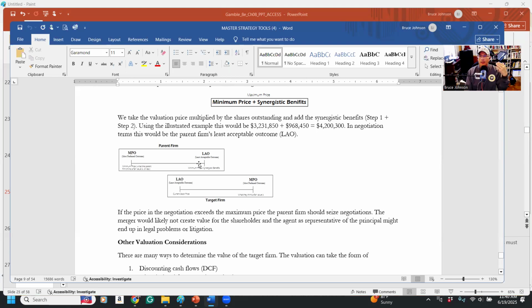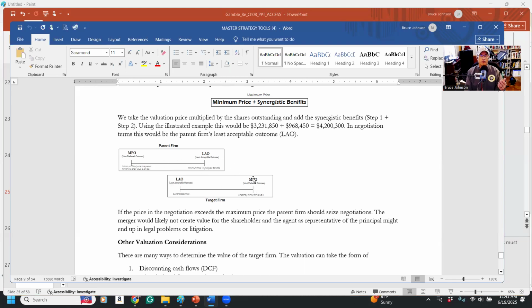As Ford, that's our least acceptable outcome. Our most preferred outcome might be getting it for $10, or whatever they think is the absolute best price you're ever going to get. So if we're Ford, we give our MPOs and our LAOs, and then we know the negotiations should usually land there after a little while.